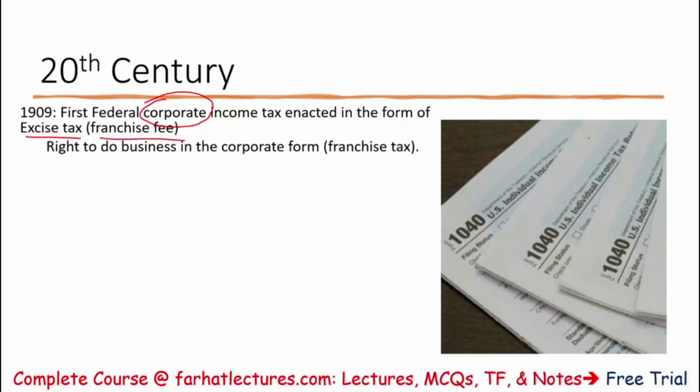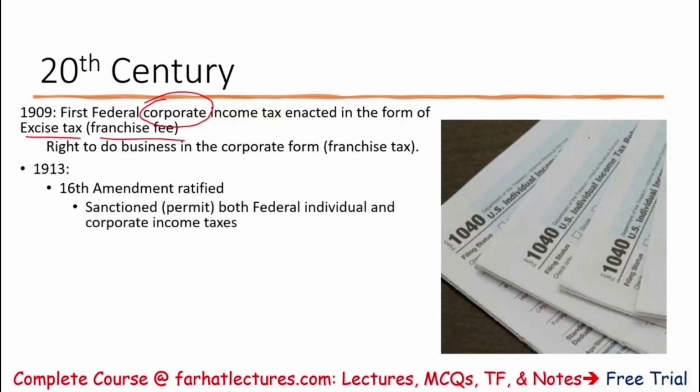So it's a tax, but it's not really an income tax. It's a franchise tax. Now, in 1913, the government needed money. They amended the Constitution, the 16th Amendment, and now the government is permitted, according to the Constitution, to do what? Permit both federal individual income tax and corporate income tax. So basically now they put this in the Constitution. Now it cannot be challenged like what Pollock did earlier to challenge the income tax. Now we have what we call the federal income tax that we know today.